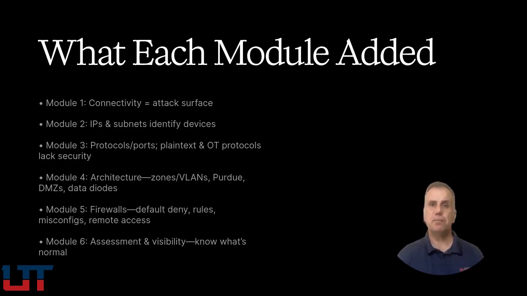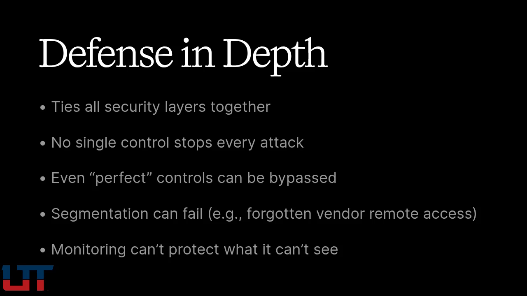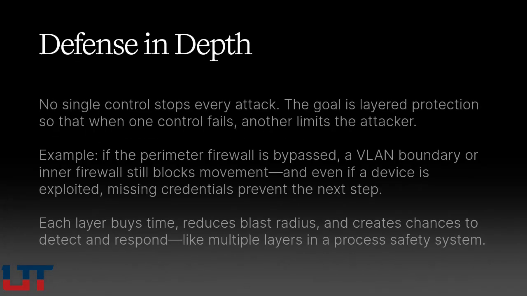So these aren't independent topics, they all relate to one another, and each one reinforces the others. Defense in depth is the security principle that ties all of these layers together. No single control prevents all attacks. A firewall with perfect rules can be bypassed by a bridging device. A perfectly segmented network can be undermined by a forgotten vendor remote access path. A completely passive network monitoring platform can't protect what it doesn't see, so no single layer is complete.